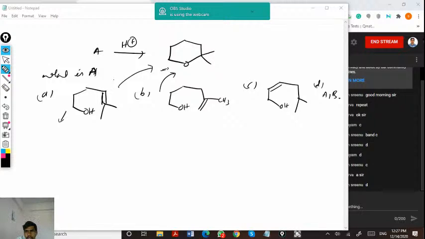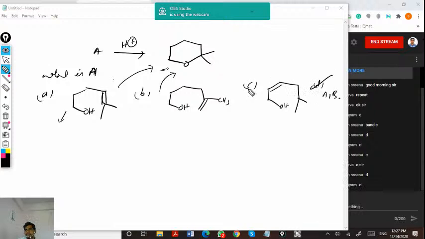So someone is saying A, someone is D. So the correct option is D. Because when I add H plus to A, first, initially the double bond will take up the H plus, resulting in the most stable carbocation here, and H is here.